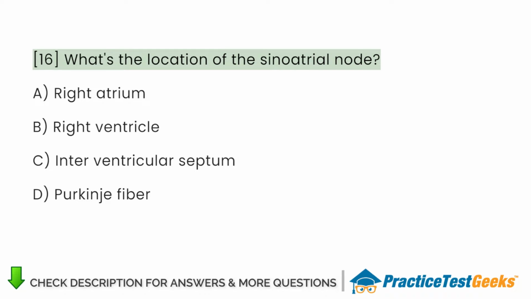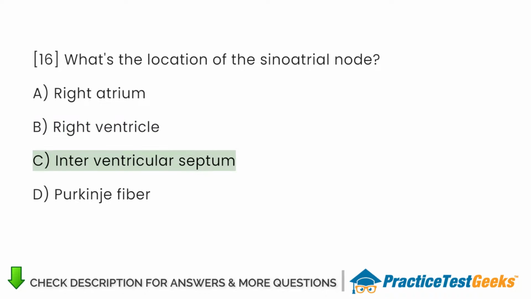What's the location of the sinoatrial node? A. Right atrium. B. Right ventricle. C. Interventricular septum. D. Purkinje fiber.